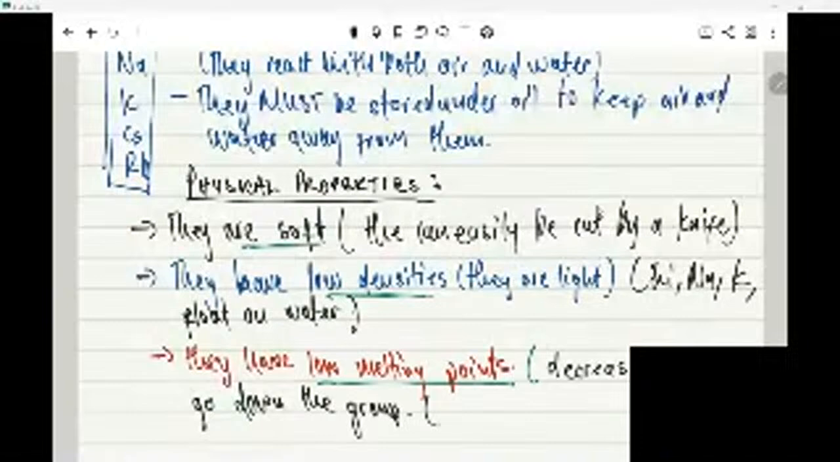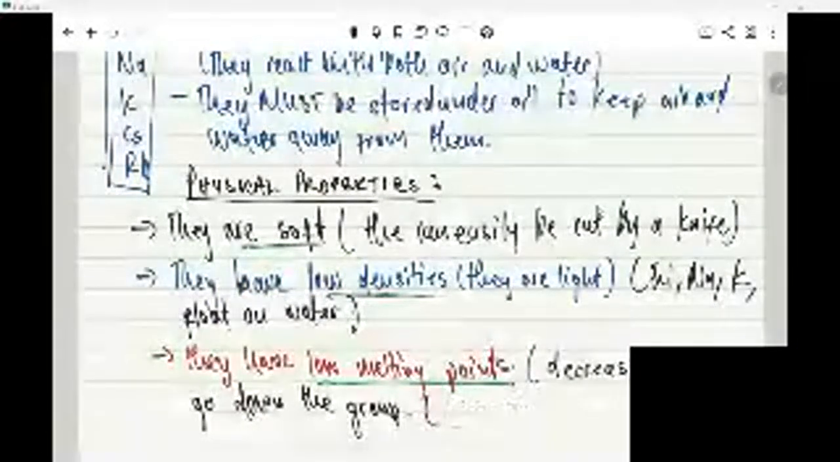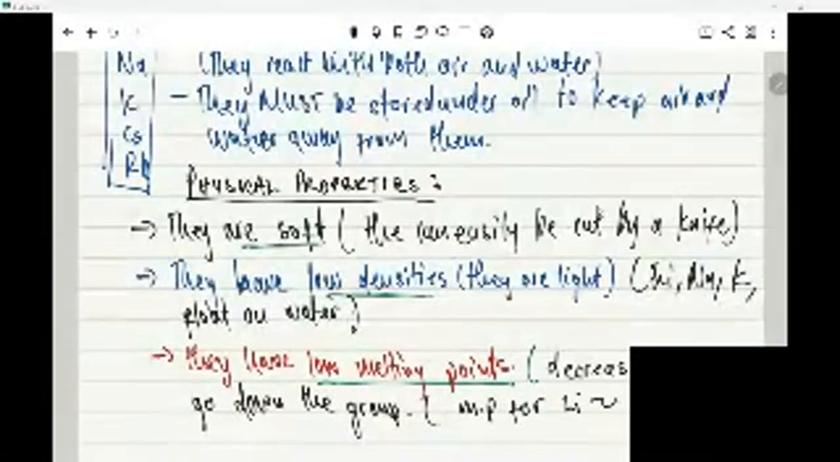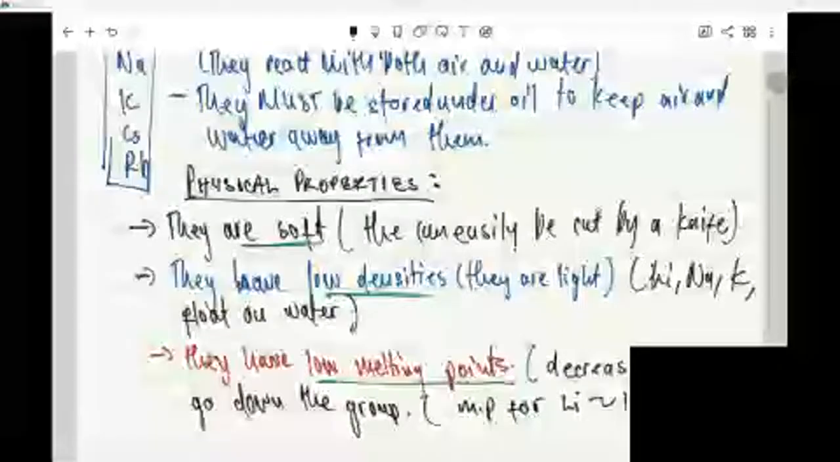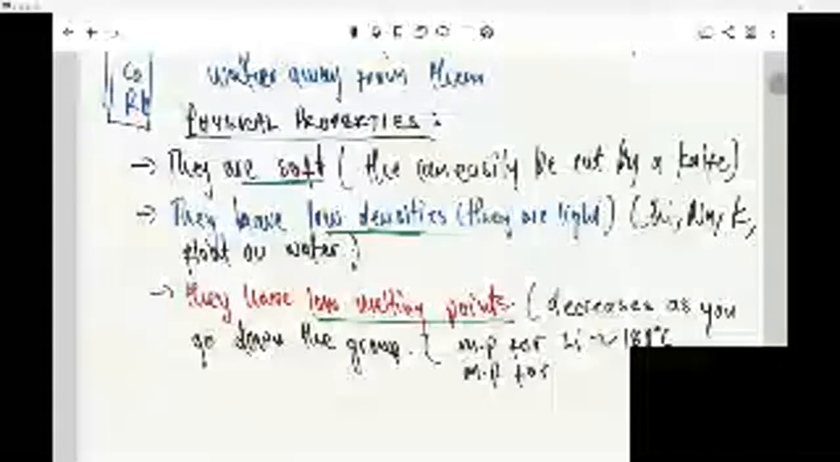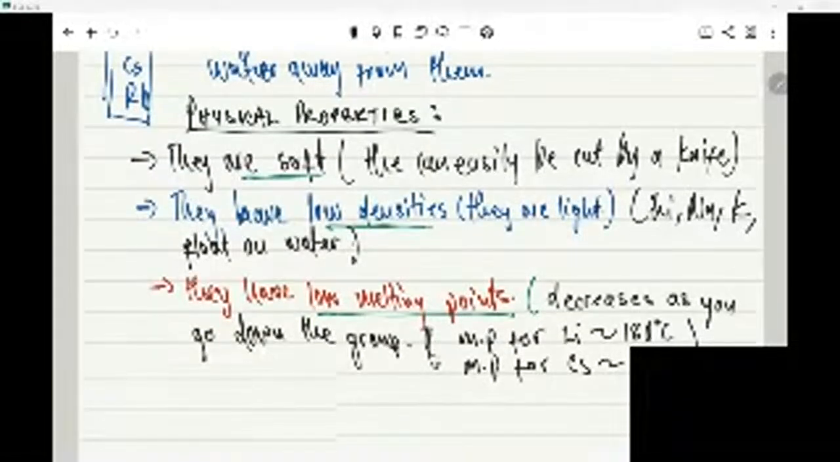The melting point for lithium is approximately 180 degrees Celsius, and for the one further down, it is approximately 28 degrees Celsius. So the melting point decreases as you go down the group.